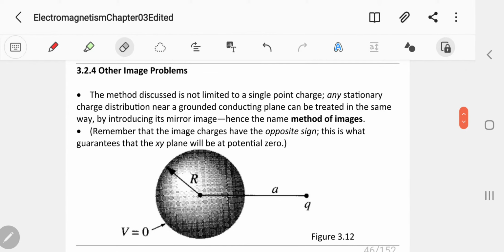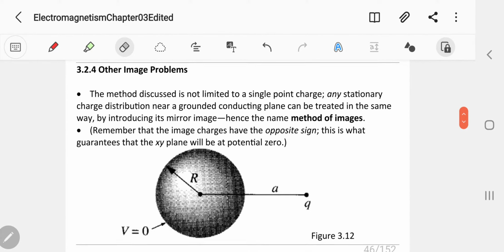Other images problem. We now take a conducting surface which is spherical. No matter where you put the Q, if you put the Q here, that would be the same as this. These are the same because you can always rotate and reorient the arrangement. But anyway, let's just take this. So the method discussed earlier can be applied to this surface also.